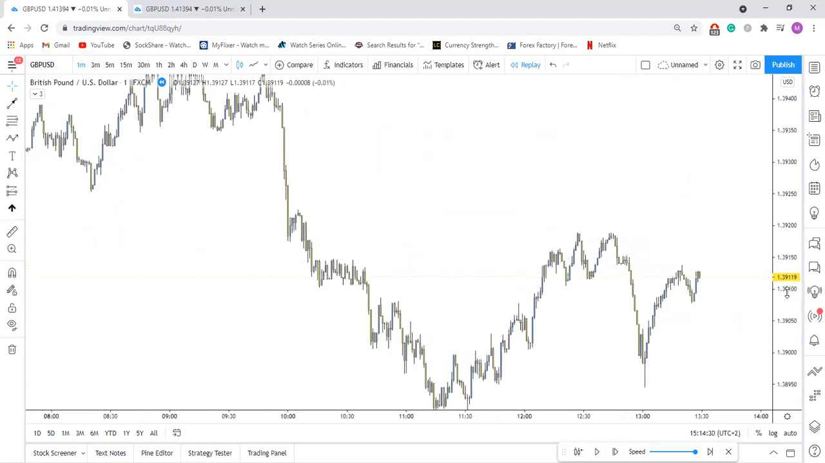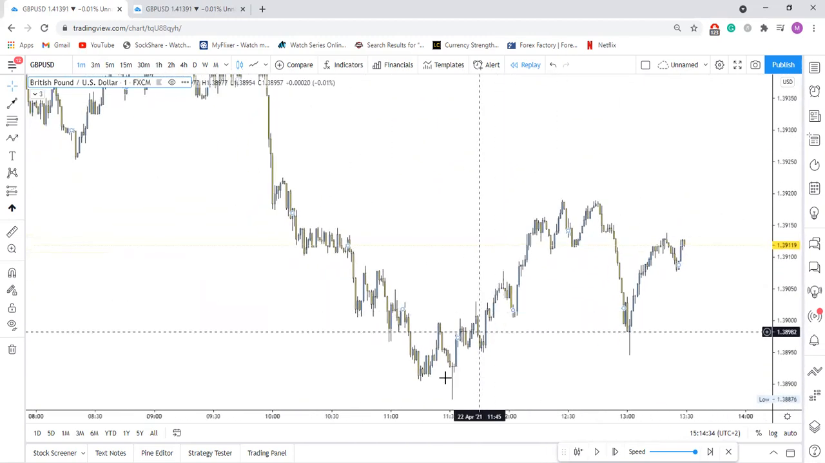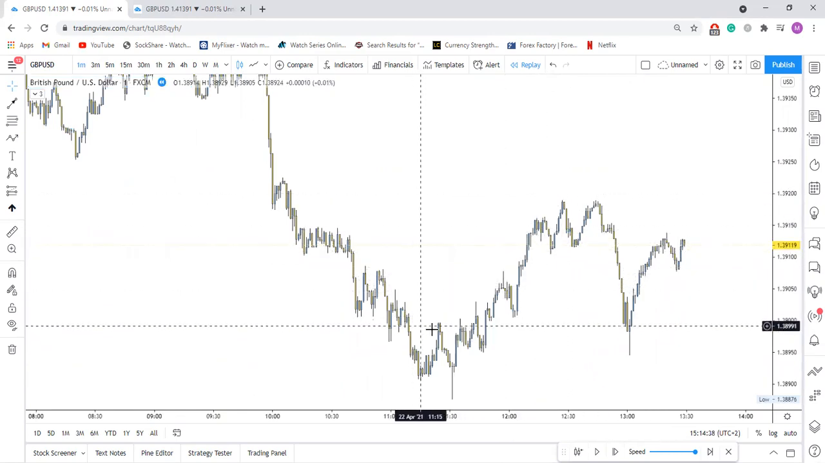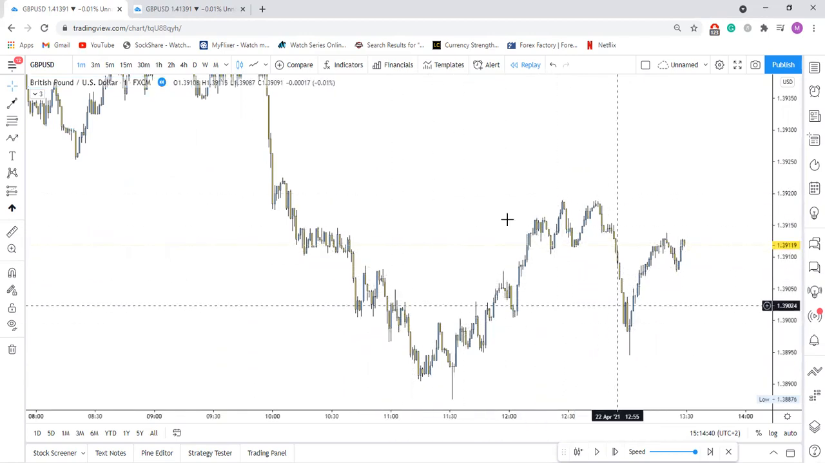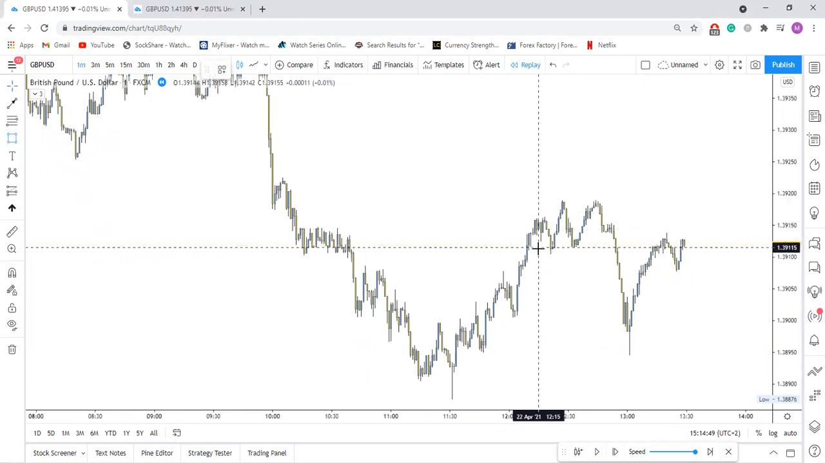Okay, let's see. We had this big push from the previous day. Price is then very correctively pushing up, taking out structures to the left hand side. Okay, we then create, where's my box? We then create this low.